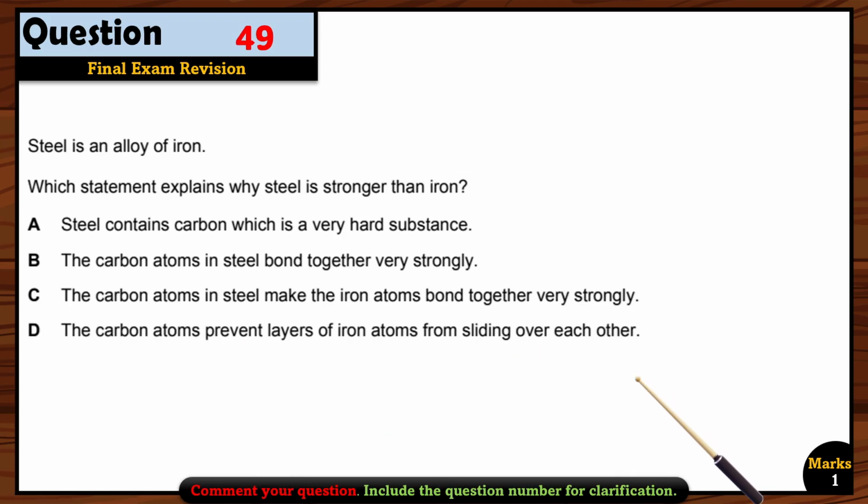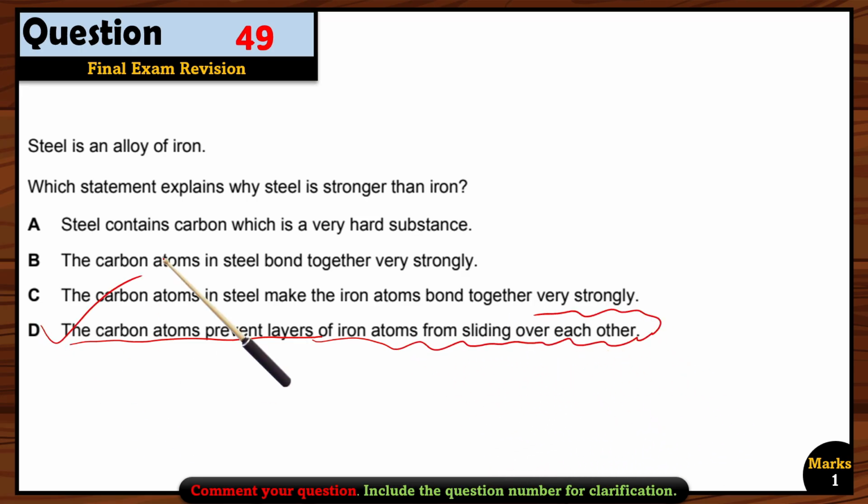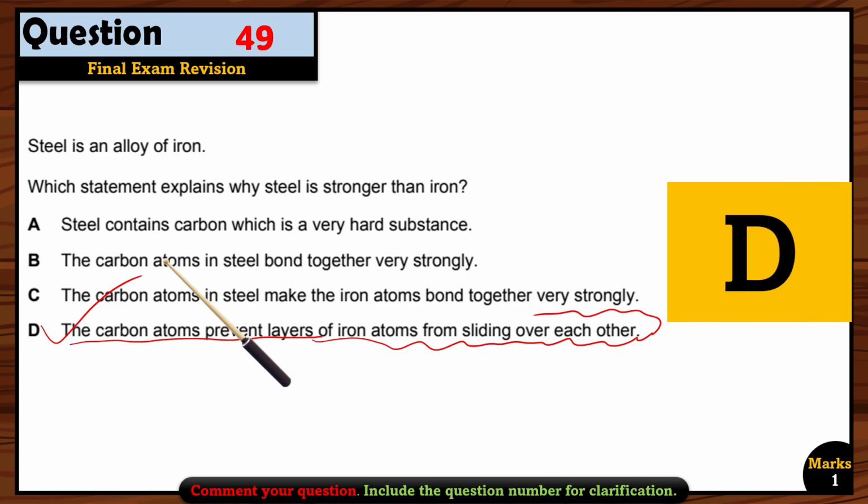49. Steel is an alloy of iron. Which statement explains why steel is stronger than iron? Again, why is steel stronger than iron? It is because now we have two different types of atoms present in this alloy, in the steel, right? When we have two different sizes of atoms, one is iron, the other one is carbon, then it will be very difficult for the layers to slide over each other. That's why it will be stronger. So can we see any option that has the word layer in it? Yes, option D. The carbon atoms prevent the layers of iron atoms from sliding over each other. So this option is the right option, option D is the correct option.